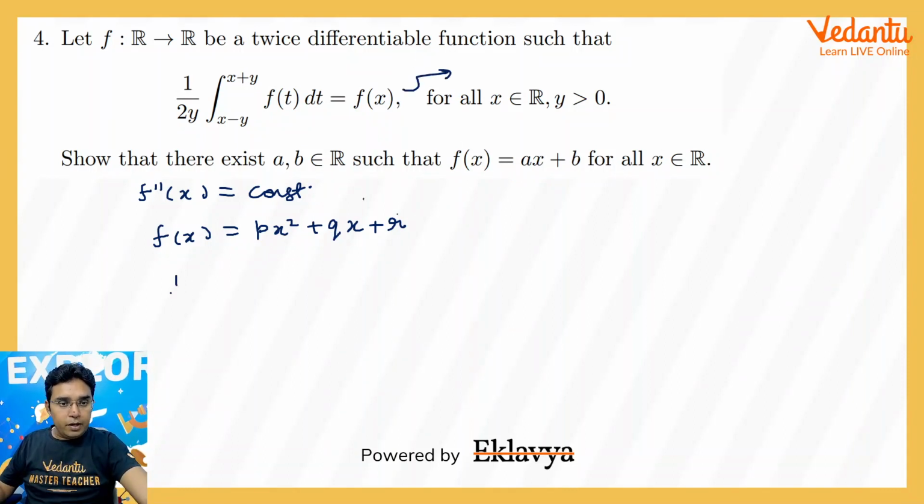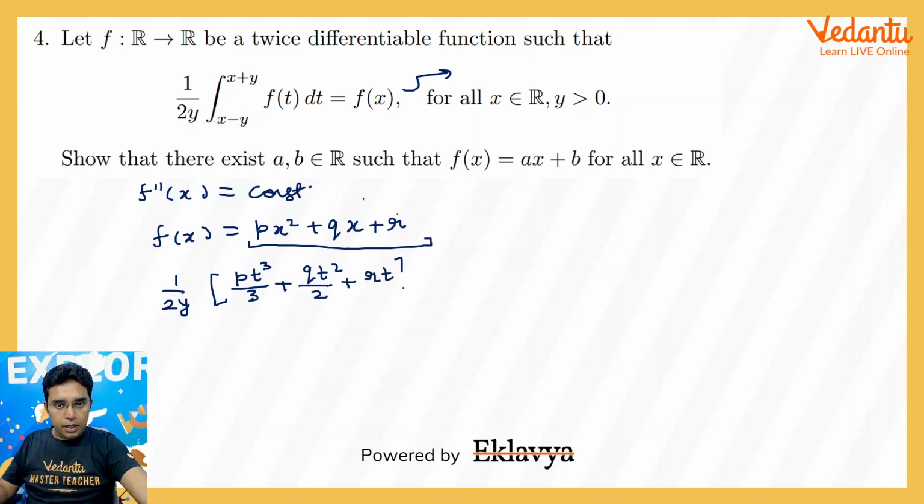How? Please see, 1 upon 2y into, I think the integration of this can be written directly. I just need to change this x by t first, and then doing the integration, it will become p t cube by 3, then q t square by 2 plus r t, and this limit is x minus y to x plus y, and this has to be equal to f x. That means it will be p x square plus q x plus r. Now let us put the limits.